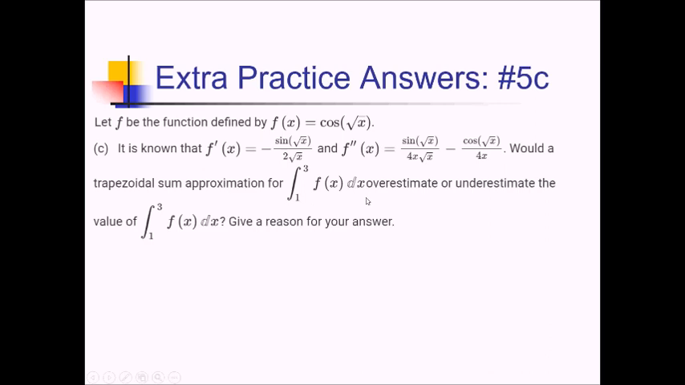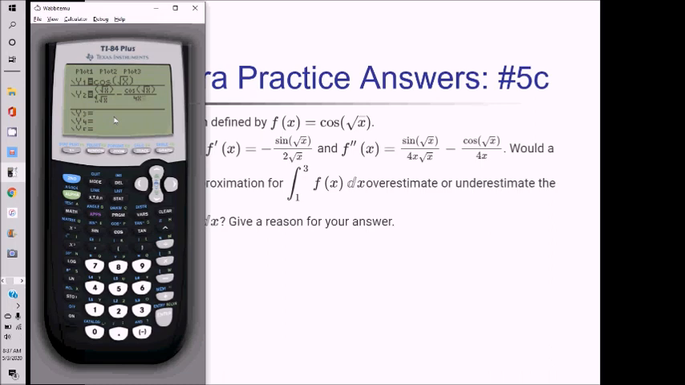What they're really looking for here is for you to check out the concavity of the function and then use that to figure out if a trapezoidal sum over or underestimates. So to talk about the concavity of f of x, and we're talking about the concavity on the interval from 1 to 3 only, we just need to graph f double prime. So let me go ahead and do that real quick. There was nothing quick about entering this thing in the calculator, but we're here now.